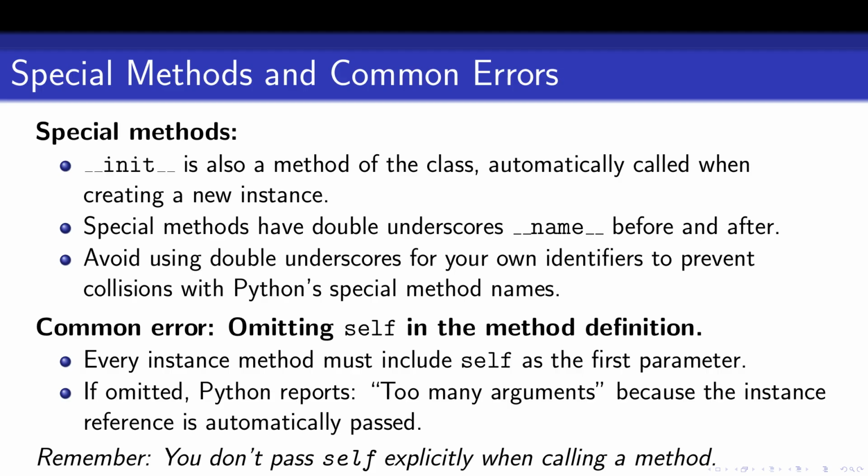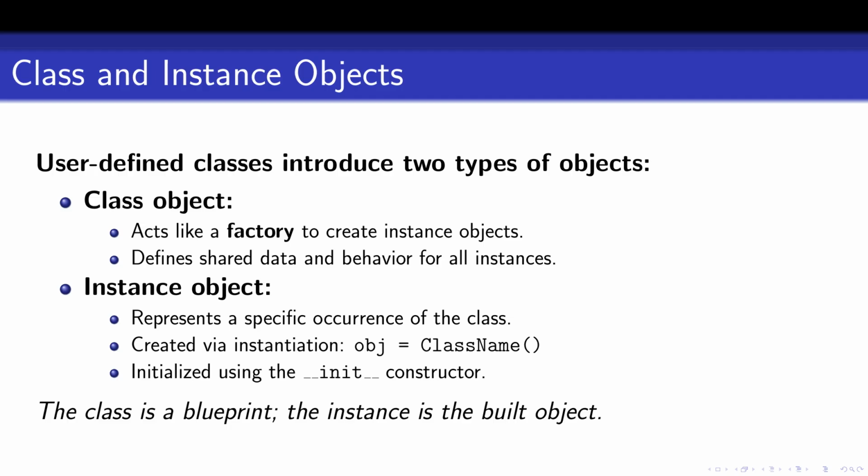A common beginner mistake is forgetting to include self as the first parameter in an instance method. When you omit self, Python still tries to pass the object automatically, which results in a too many arguments error. The rule is simple. Always include self as the first parameter in every method you define within a class, but don't include it when calling the method on an object. It's passed automatically.